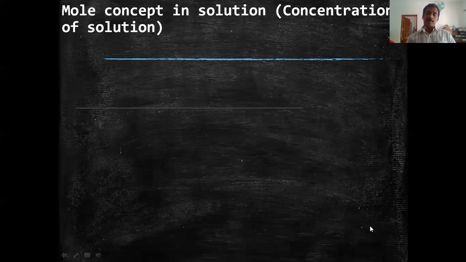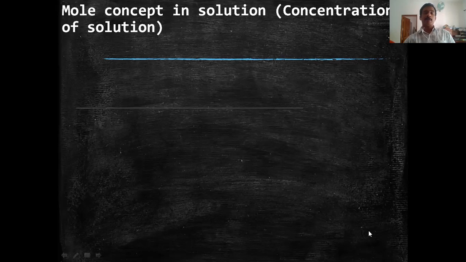In a solution, there is a solvent and a solute, sometimes more than one solute. There will be one solvent and one or more solutes. But in a binary solution, there is one solvent and one solute. To express the concentrations, we have different methods.